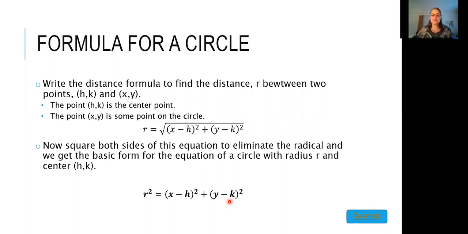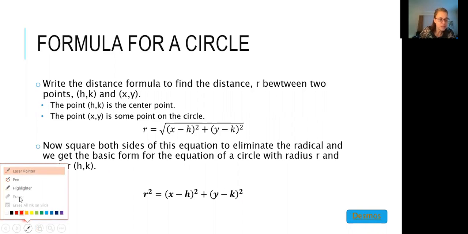Let's play with this for a little bit. If you're not familiar with Desmos, it is one of my favorite graphing tools. And the link is available on the course website.